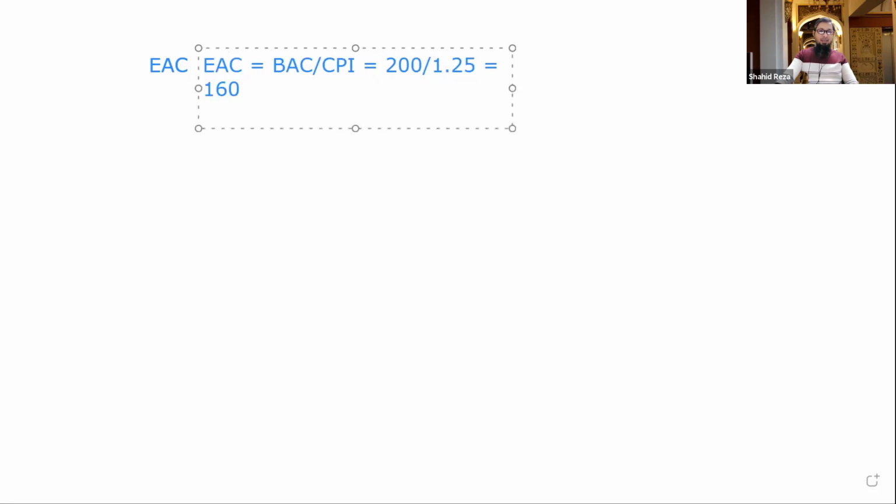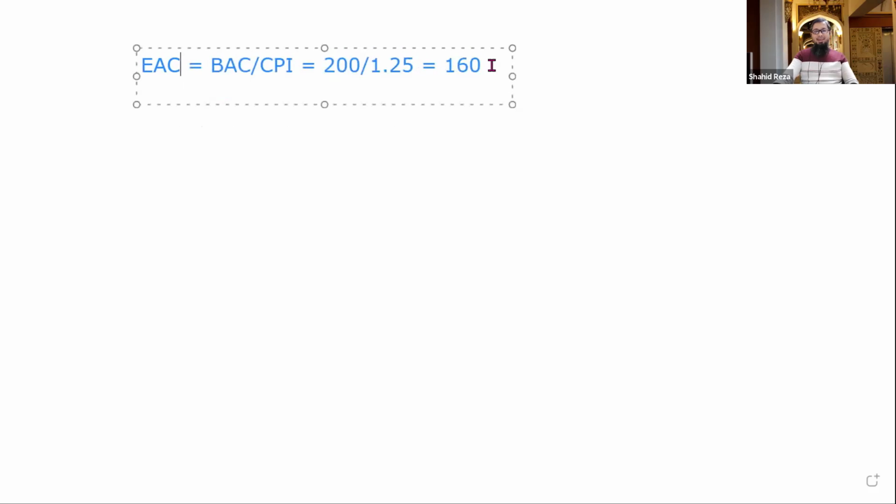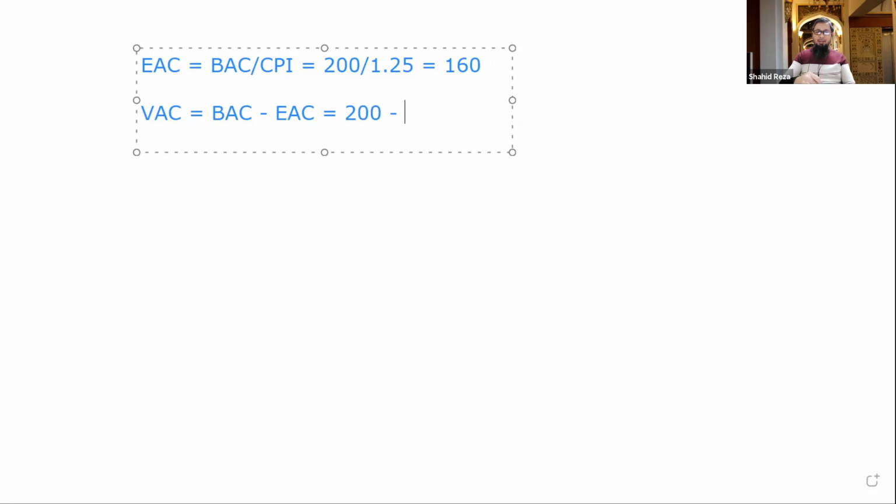So this is actually EAC. Now, if we want to calculate the variance, VAC, what is the variance? Variance is BAC minus EAC. That means the cost baseline minus the new estimate at completion. So in our case, 200 minus 160, that means $40. Positive 40 means what?